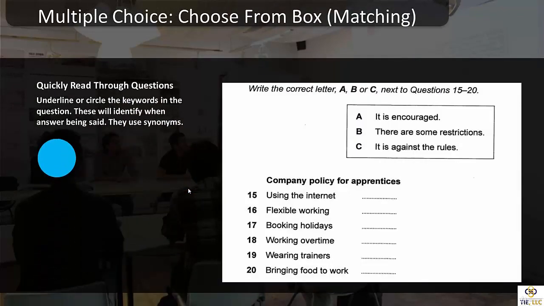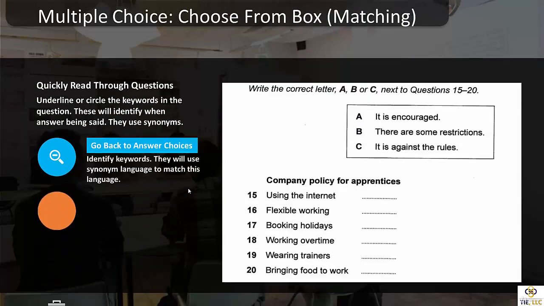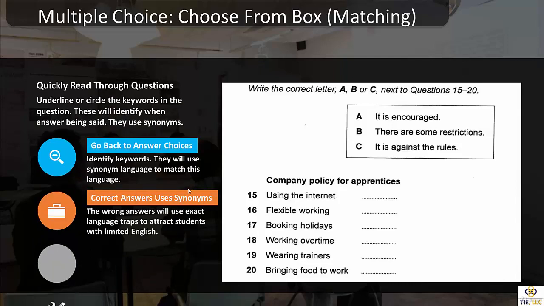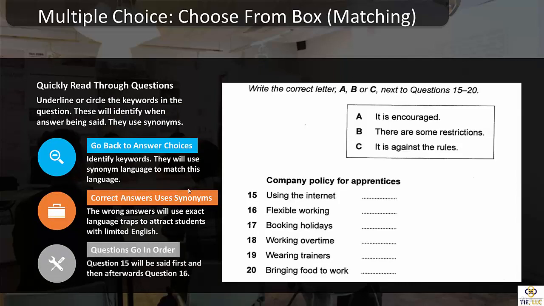And then, of course, you could have a multiple choice question where you have to choose from a box. And here, of course, an answer choice can be used more than once, because if you look to the right, you have 6 questions and you have 3 choices in the box. So an answer choice can be used more than once.